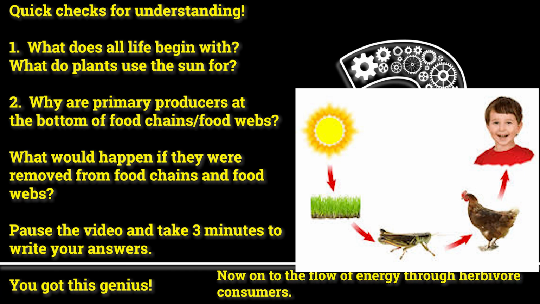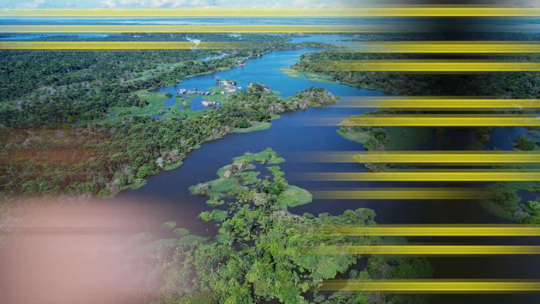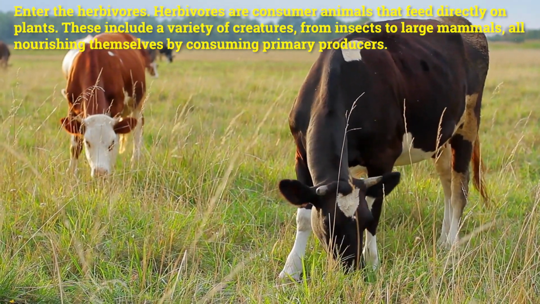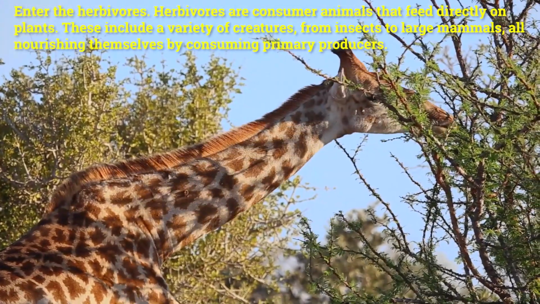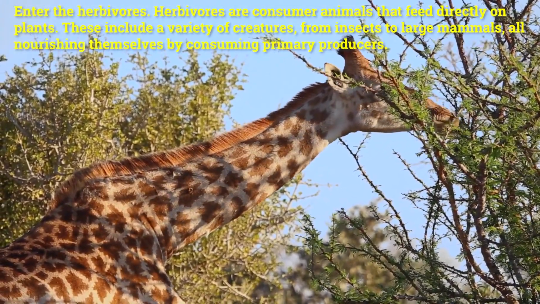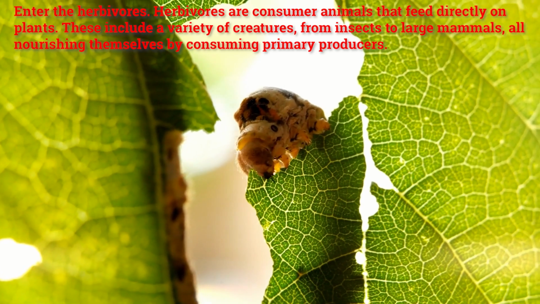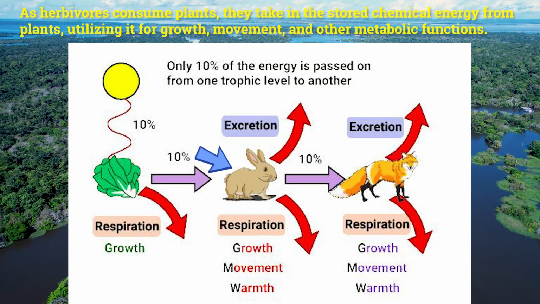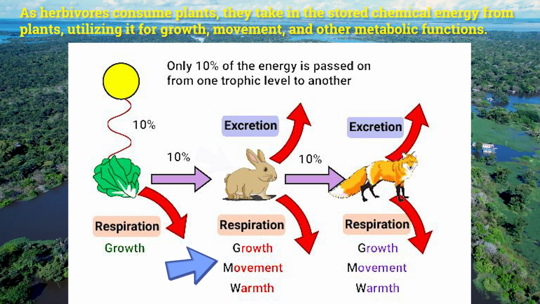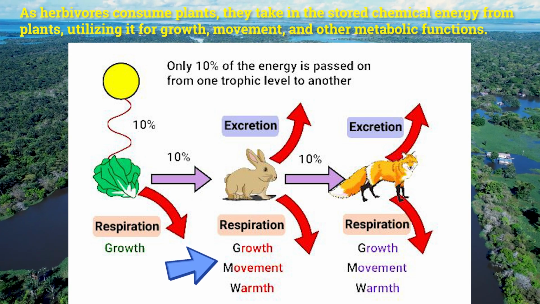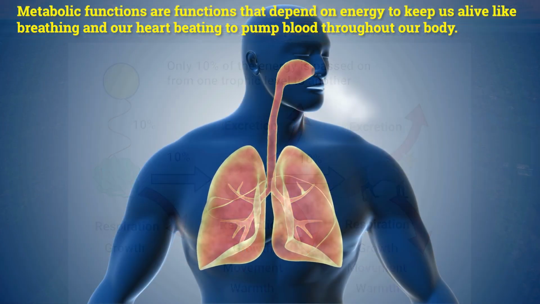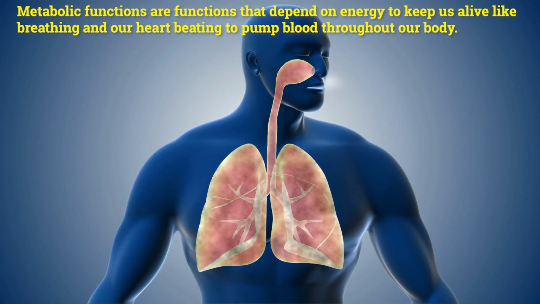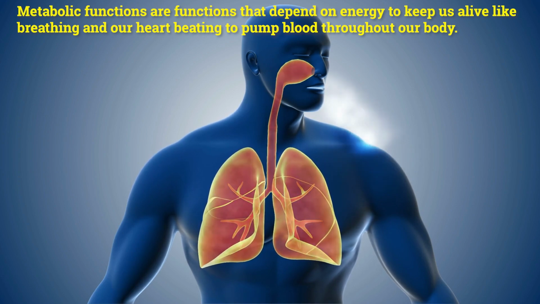Now on to the flow of energy through herbivore consumers. Enter the herbivores. Herbivores are consumer animals that feed directly on plants. These include a variety of creatures from insects to large mammals, all nourishing themselves by consuming primary producers. As herbivores consume plants, they take and store chemical energy from plants, utilizing it for growth, movement, and other metabolic functions. Metabolic functions are functions that depend on energy to keep us alive, like breathing and our heart beating to pump blood throughout our body.